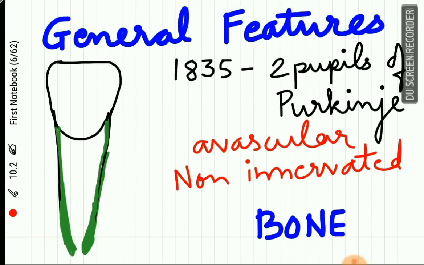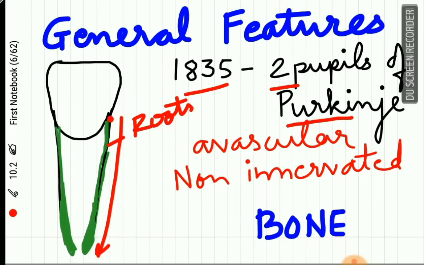Now, starting with the general features of cementum, the cementum was first described in 1835 by two students of the scientist named Perkin. It is a mineralized dental tissue covering the roots of the tooth. It is present only in the roots of the tooth. It begins at the cervical portion of the teeth at the cemento-enamel junction and it continues till the apex.